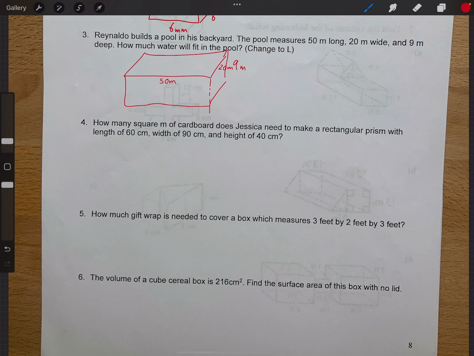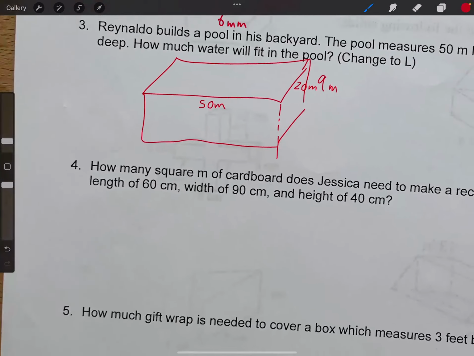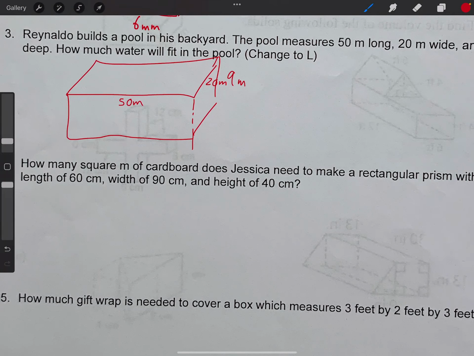Alright, now it says how much water will fit in the pool. So if you want to find how much water, well, we've got to find the volume of this pool first, and then change it to liters. Okay, it's not the best drawing, but you get the point. This should be 20. And this should be 9.